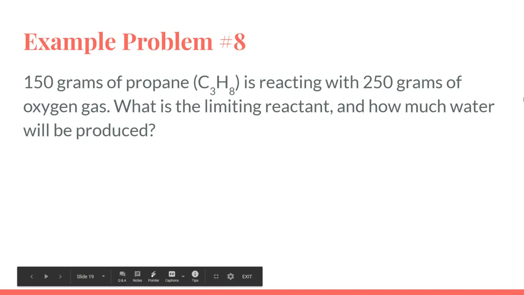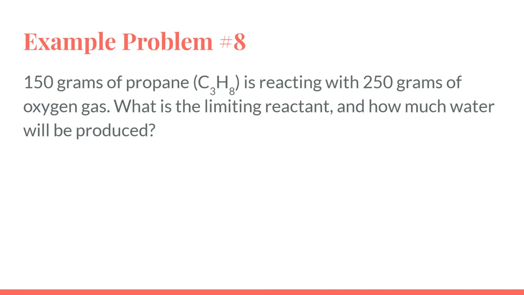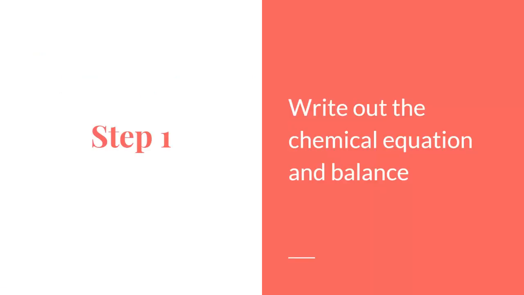Problem number 8 says that 150 grams of propane, which again is C3H8, is reacting with 250 grams of oxygen gas. What is the limiting reactant and how much water will be produced? You probably know step 1 already is to write out the chemical equation and balance it. So please pause the video here, do step 1, and then hit play when you are finished.